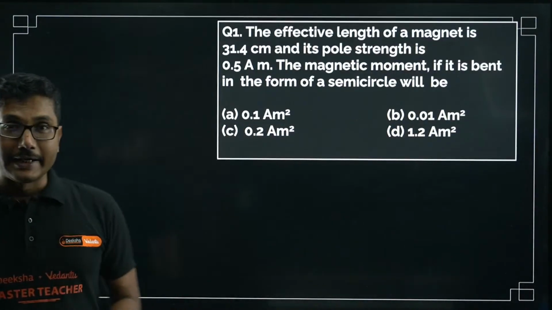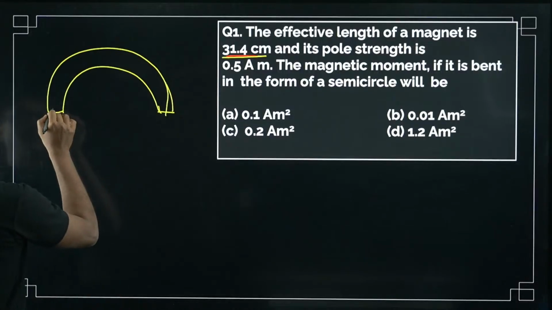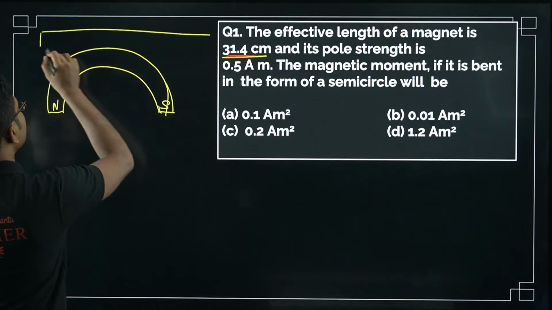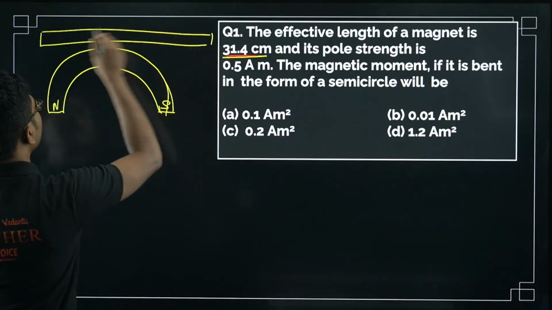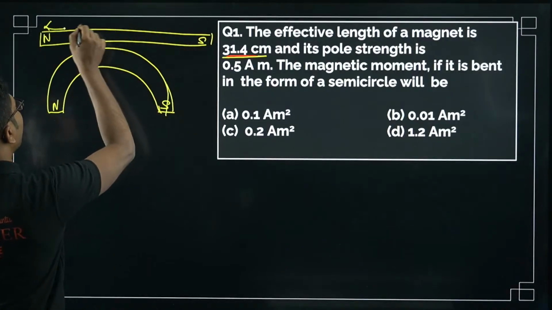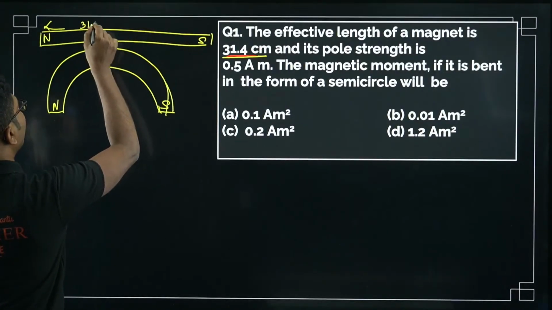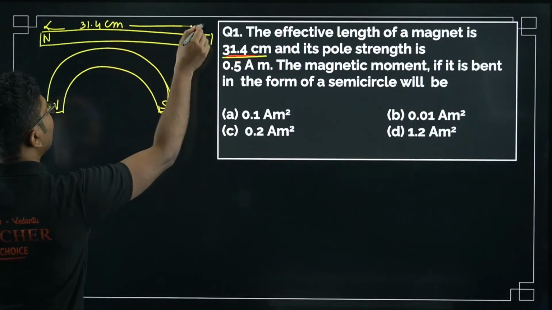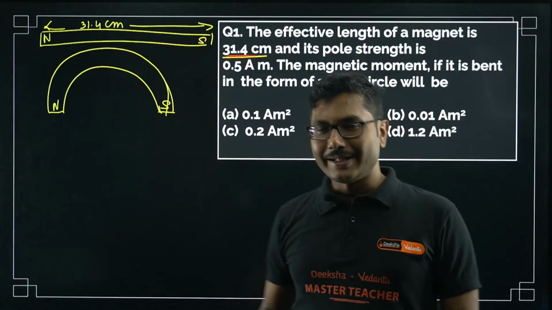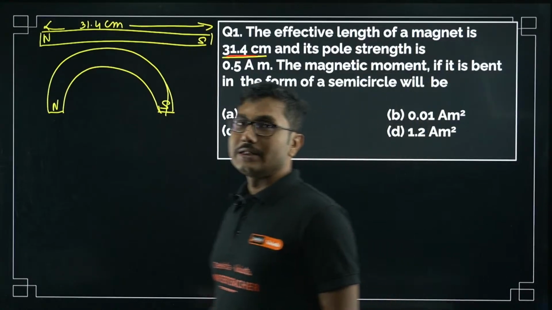This is the south pole. Initially the magnet was like this, right? North pole, south pole. The length was 31.4 centimeter. Now once you have bent it, what has changed? The effective length of the magnet is now changed.